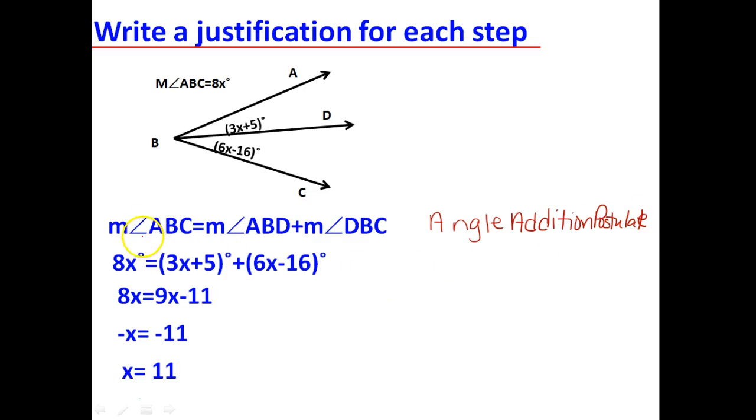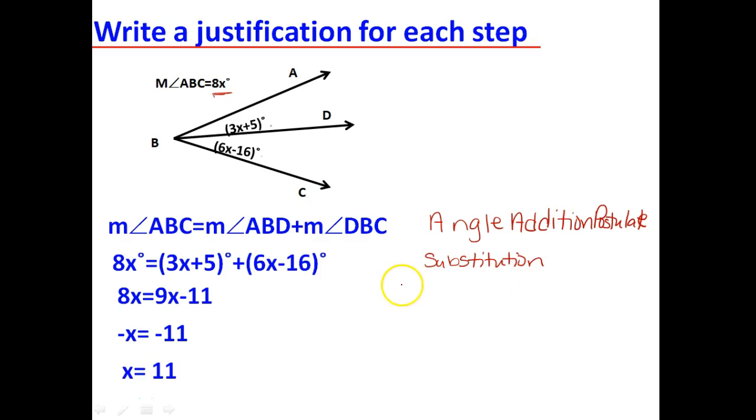All right, so next, they substituted. ABC is 8x degrees. It's there. ABD is 3x plus 5 degrees. And DBC is 6x minus 16 degrees. So they just use substitution. Substitution property of equality.